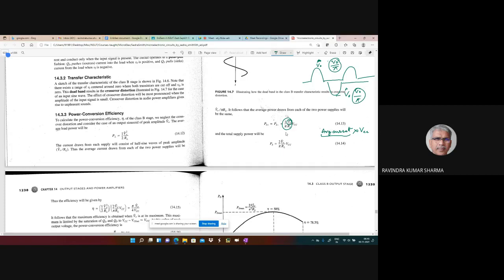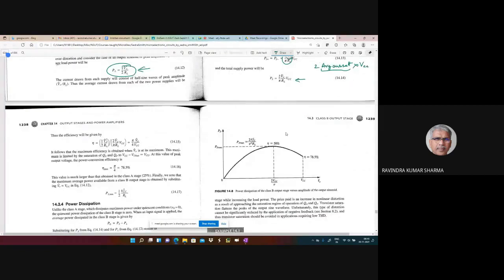Total power क्या हो जाएगी? Twice of this. So total supply power is this. Total signal power is this. Efficiency can be computed using equation 14.15. PL by PS. So when you do PL by PS, right? And in the best possible case, VO would be equal to VCC. So if that is the maximum efficiency, so eta maximum is going to be pi by 4, which is 78.5%.